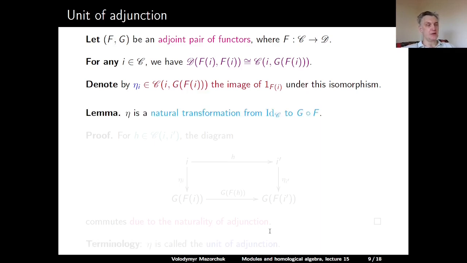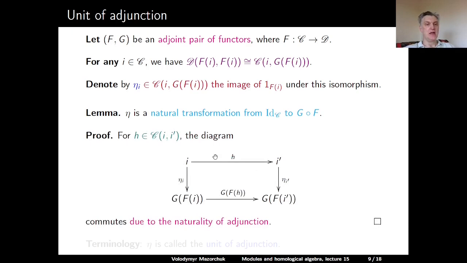The claim is that the collection of these eta I's for all I in C is a natural transformation from the identity functor on C to the composition of G after F. Proof: if H is a morphism in C from I to I prime, then we have the diagram. So H goes from I to I prime, and then we can use eta I prime to go to G of F of I prime.